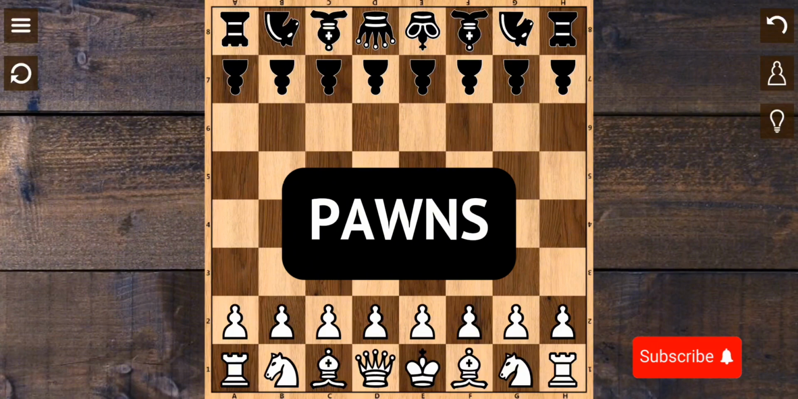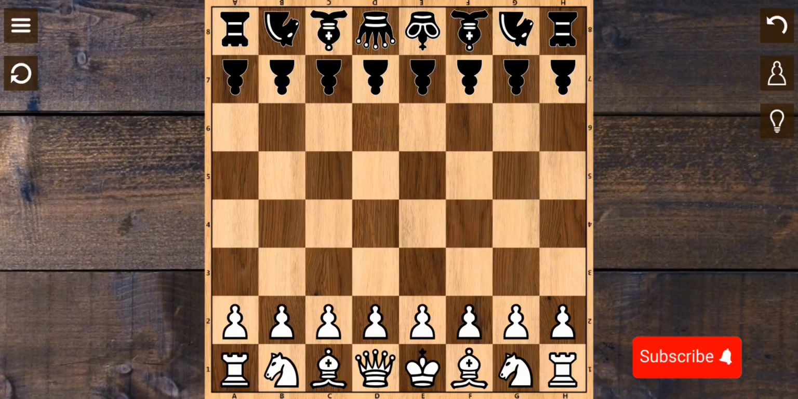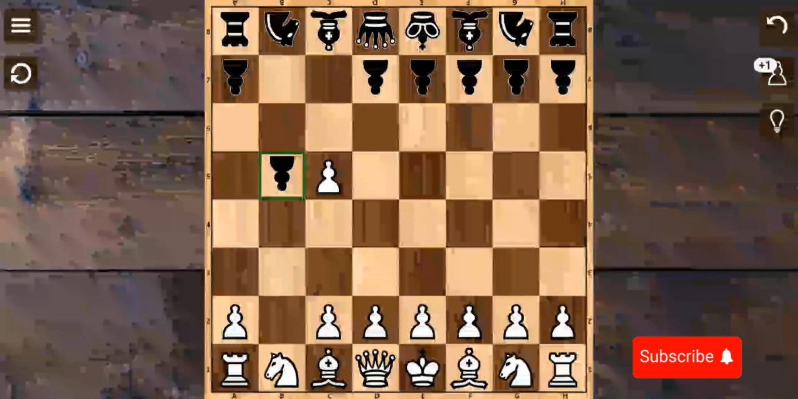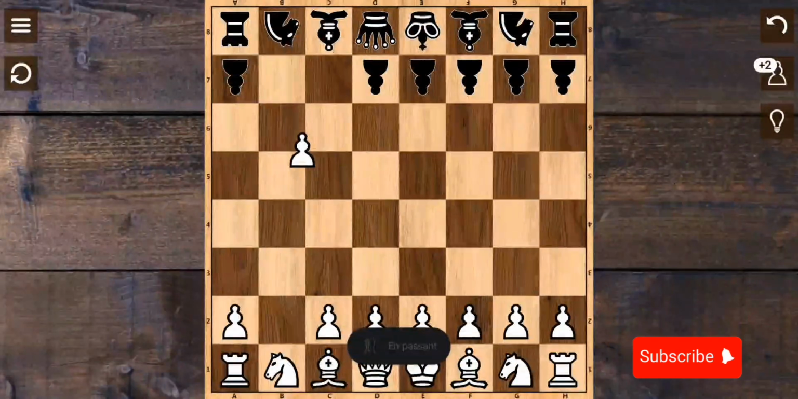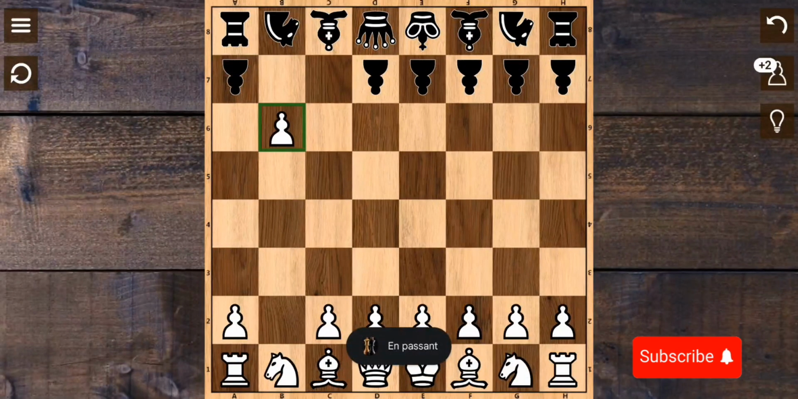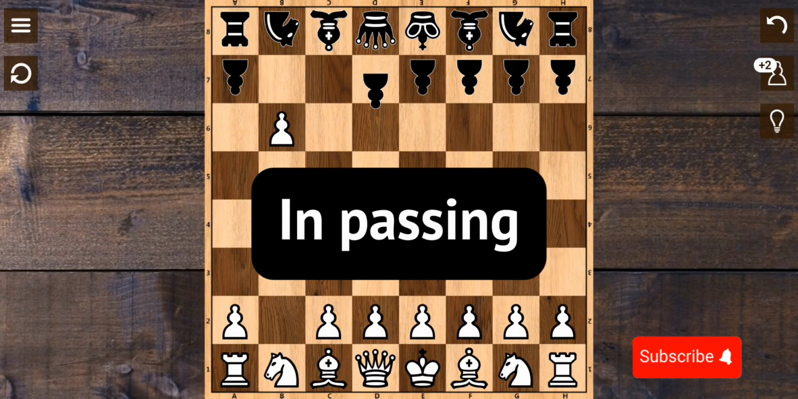Let's talk about pawns. Pawns move one square forward only, except on their first move, where you can opt to move one square forward or two squares forward. Pawns capture one square diagonally, except for a special move when a pawn is at its fifth rank and the opponent's pawn makes its first move by moving two squares forward. The move is called en passant, or in passing.